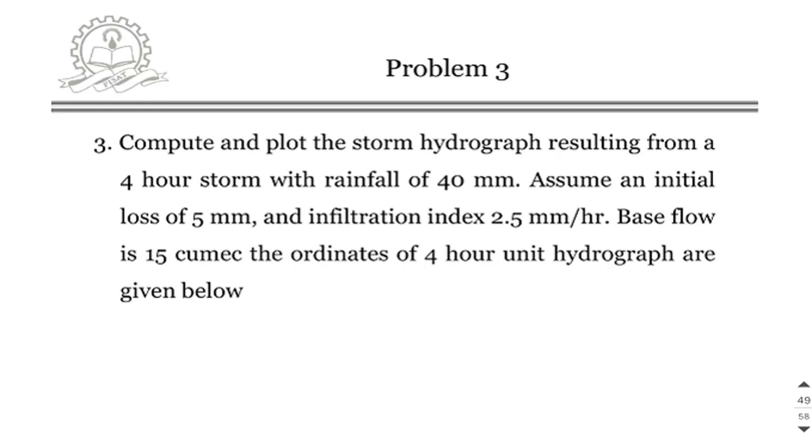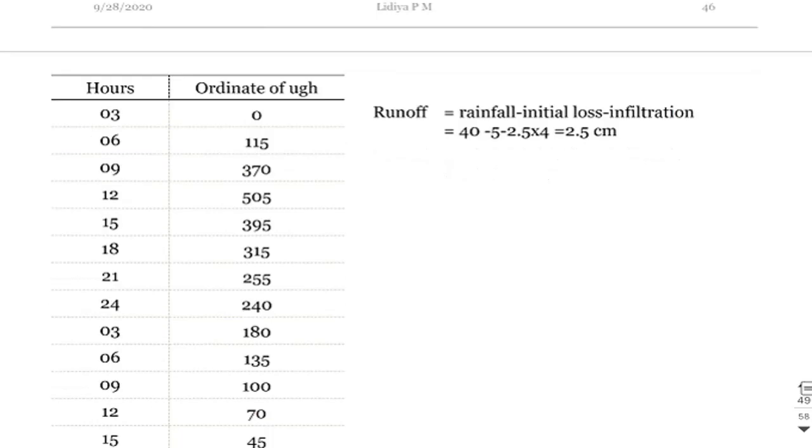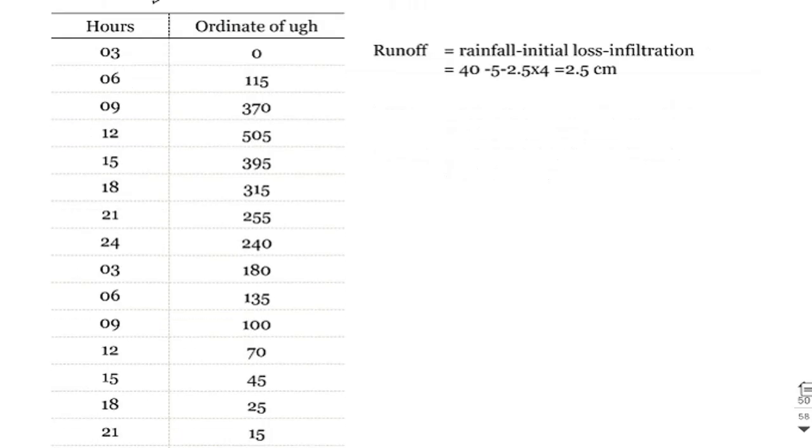Next, coming to the third question, first go through the question. Compute and plot the storm hydrograph resulting from a 4-hour storm with a rainfall of 40 mm. Assume an initial loss of 5 mm. Infiltration index is 2.5 mm per hour. Base flow is 15 cumecs. The ordinates of the 4-hour unit hydrograph are given below. These are the ordinates.